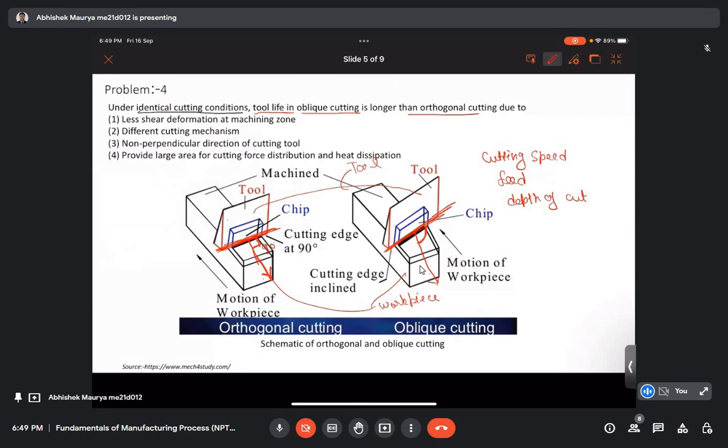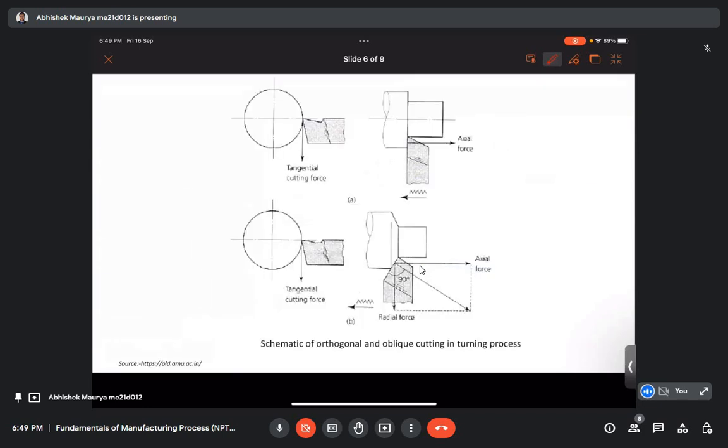Similarly, I would like to give one more example of oblique cutting and orthogonal cutting. Here is an example of the turning process. This is the workpiece, which is rotating, and this is the tool, and this tool is moving in this direction, basically horizontal with respect to the workpiece. The portion which I am showing right now in black is the cutting edge, and this is the orthogonal cutting.